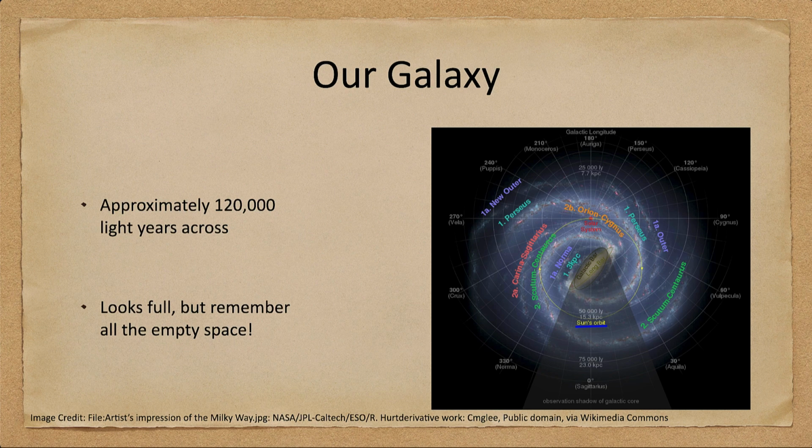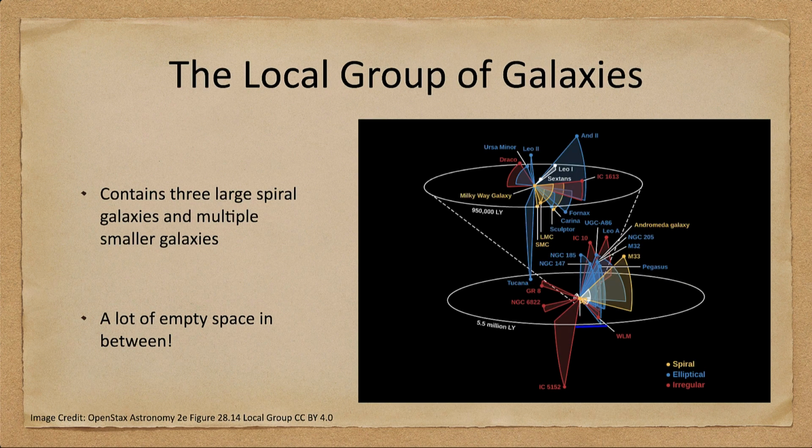Our own galaxy is about 120,000 light years across. Now, as we move further out, let's look at some other galaxies. And here we see our local group. There's our Milky Way, which is here in the center. And the next nearest large galaxy is the Andromeda galaxy over here on this side. And those are the two largest galaxies. But there are a lot of small galaxies that make this up as well.